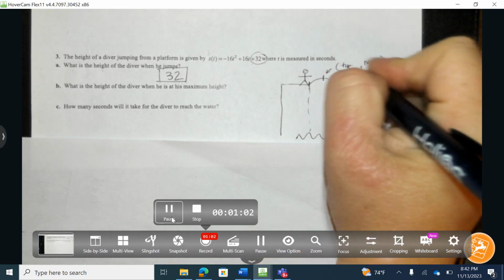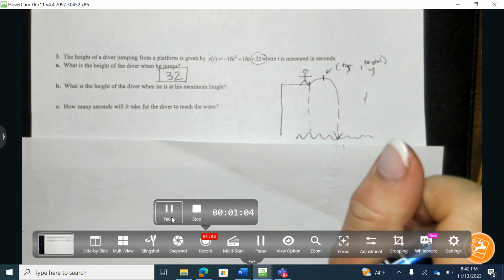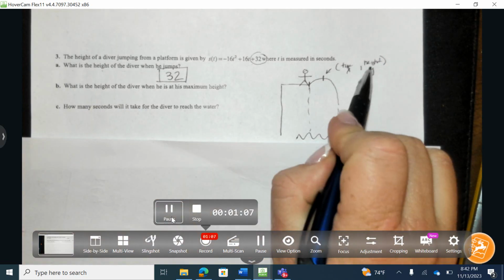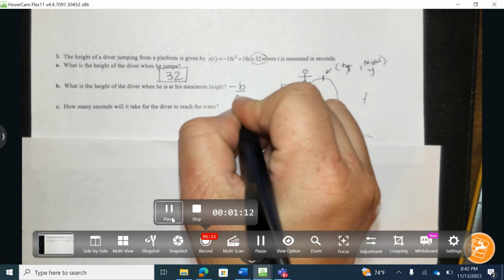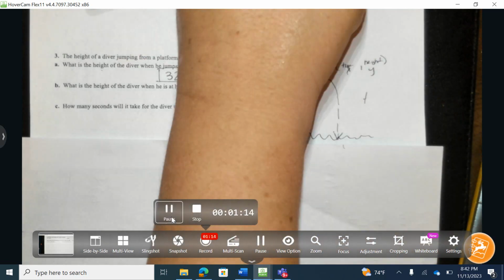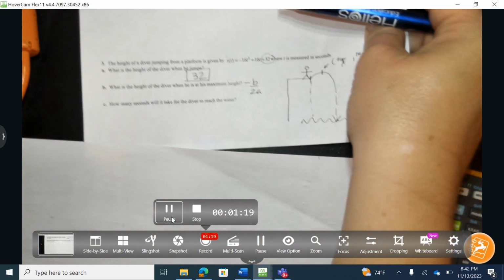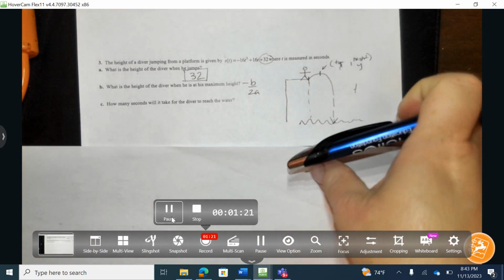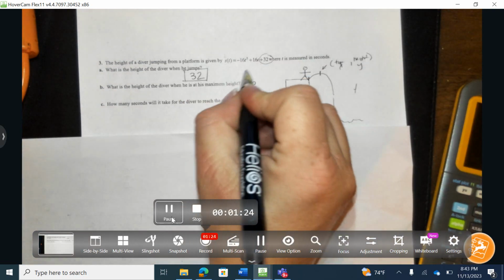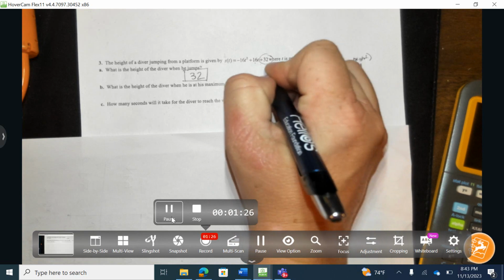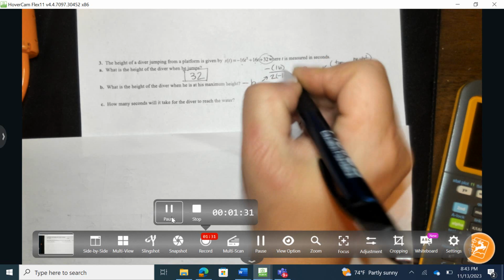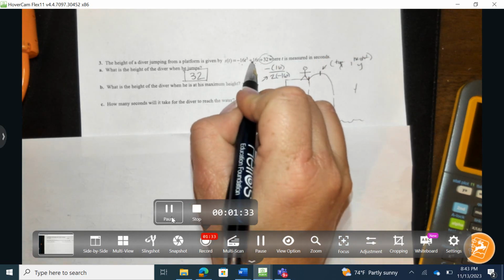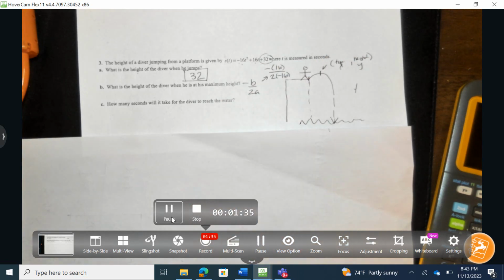So x and y, x represents time, y represents height. So what is the maximum height? I want to know the y value. Well, let's first figure out the x. Negative b over 2a. We can see that way up above. If I'm able to pull this down, right down here, it even provides us with that. So if I'm going to put negative b over 2a, and my b value is a positive 16, so negative 16 over 2 times a, which is negative 16.